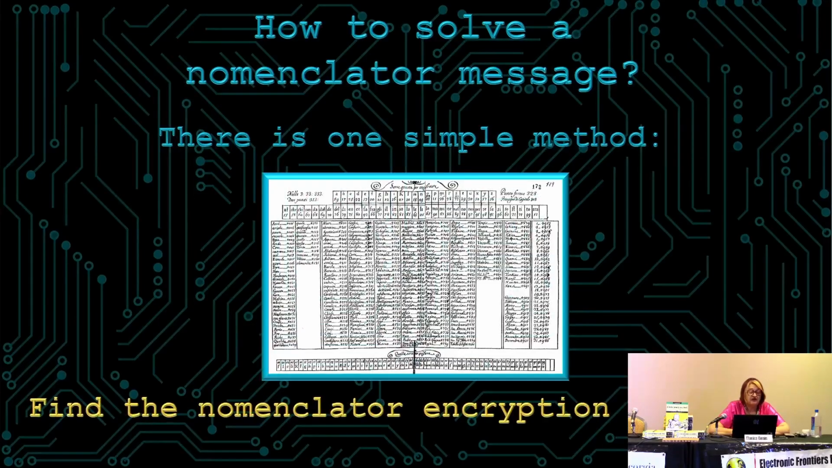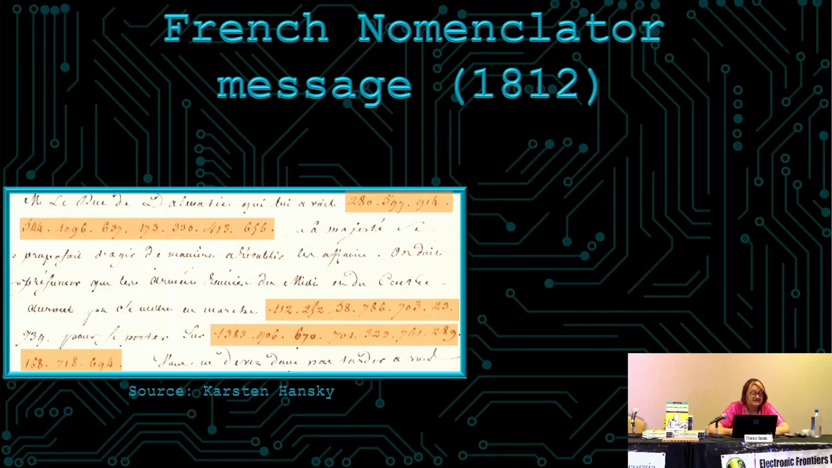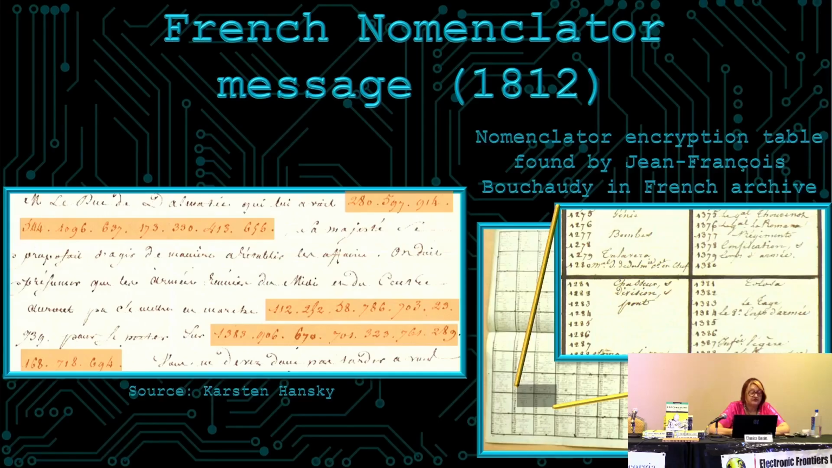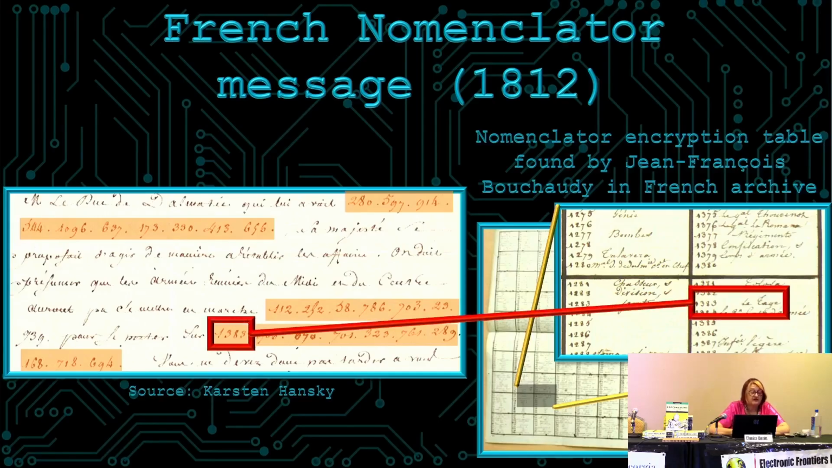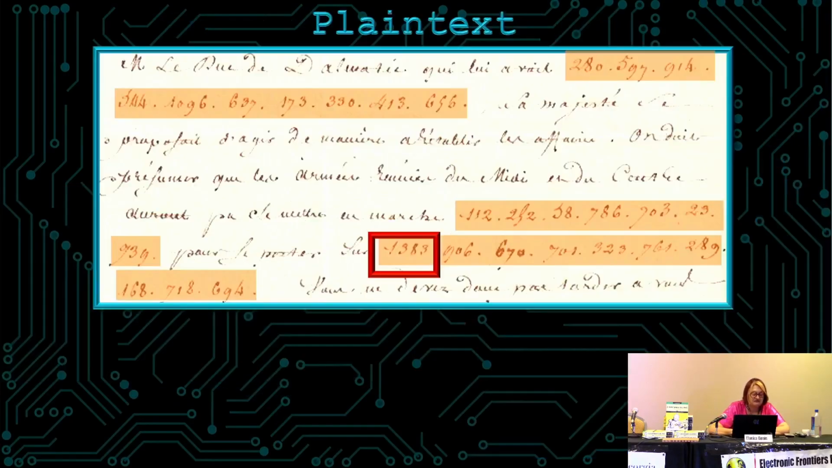So how to solve a nomenclator message? Well, the easiest method is find the nomenclator table if you can. Here's an example of one from France. So again, they used the clear text and then they got to the juicy bits and they put in the numbers. And here we have the number 1383, which meant "la cage," not "la cage aux folles," but "la cage."